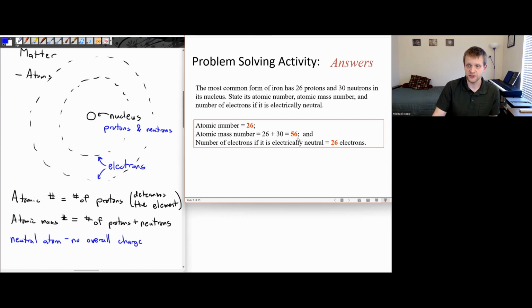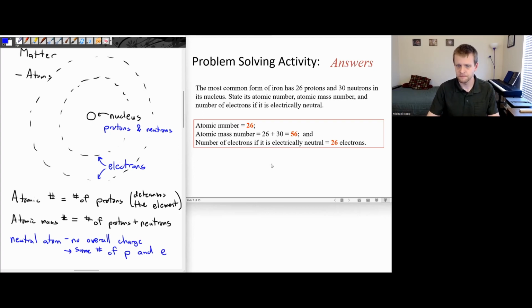That would be 56. If it's electrically neutral, we said there have to be the same number of protons as electrons. So let me actually add that in here. Same number of protons and electrons. So in this case, the iron has 26 protons, which means it has to have 26 electrons if it is electrically neutral.